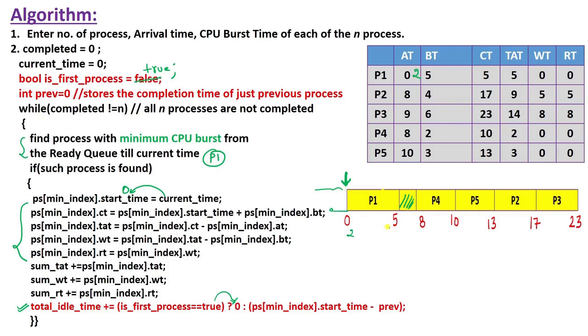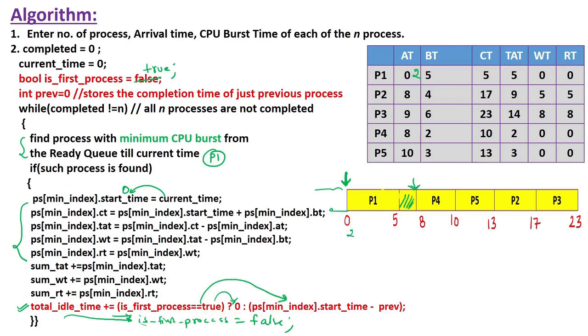Now the next process will be your P4. When we come to this current time 8, after doing everything, I have not written the else part. After this there will be an else part also, else current time plus. I have removed that for the time being. Now after this we have to update is first process equal to false. We can just write inside this loop only is first process equal to false. So after this, every time this code will run, and this 0 will not run.